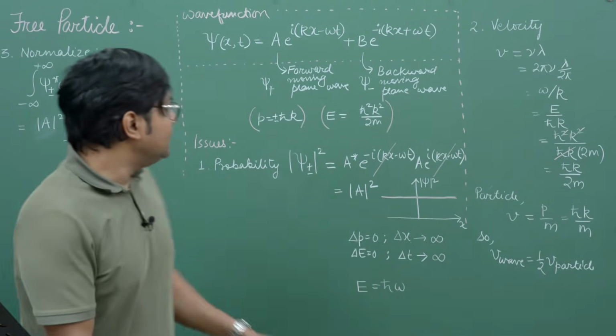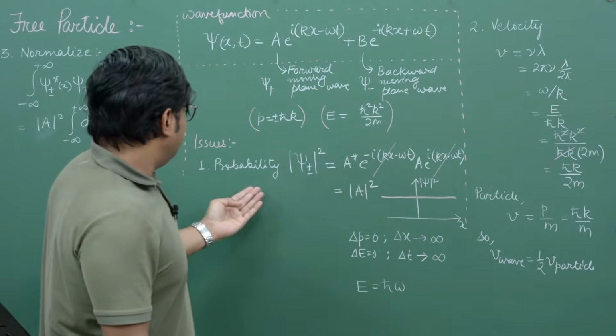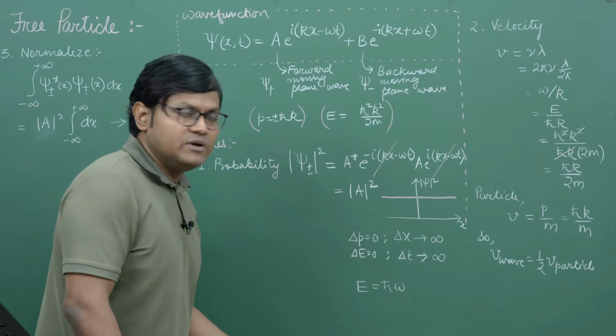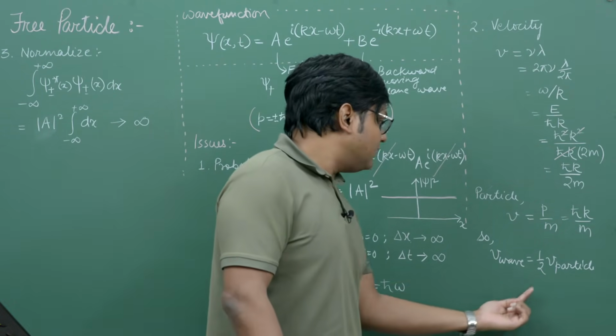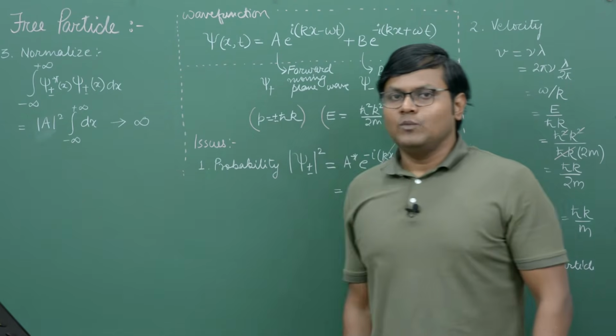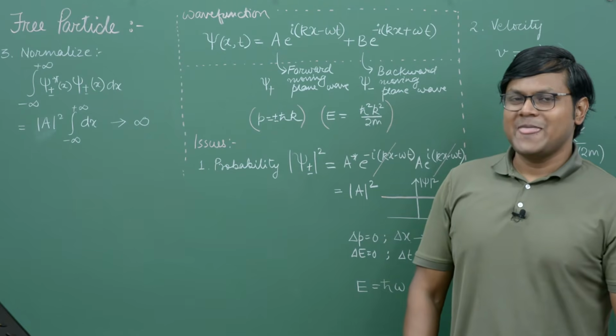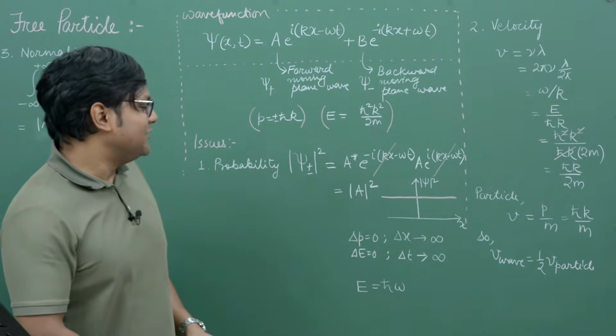So you can clearly see that even though the Schrodinger equation gives us plane wave solutions, it gives us constant probability, which doesn't really make much sense. It gives us velocity expressions where the velocity of the particle is not the same as the velocity of the wave, and the function is not normalizable. So what do we do now? We are in a little bit of a problem. What can we do about it?